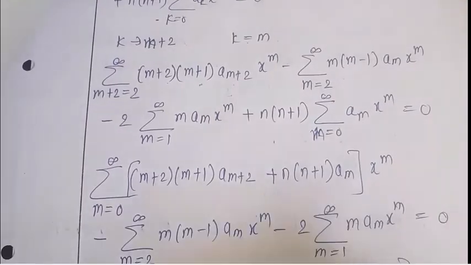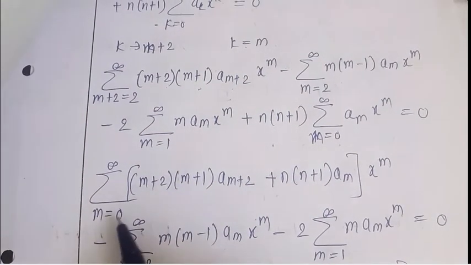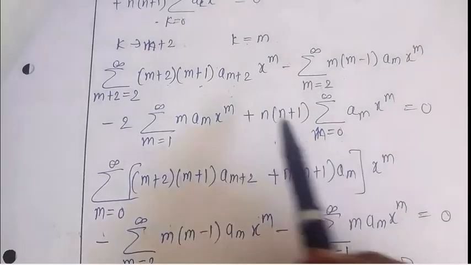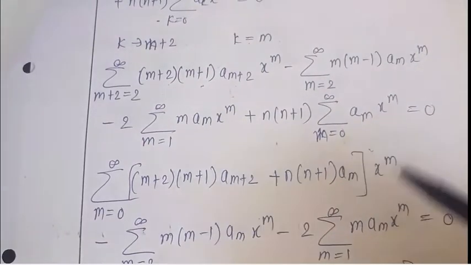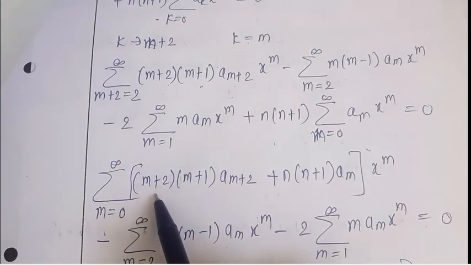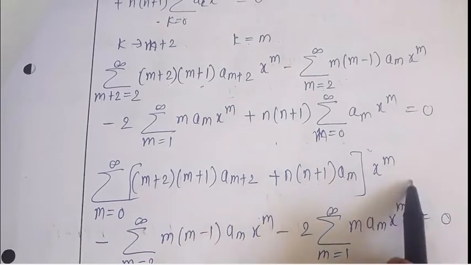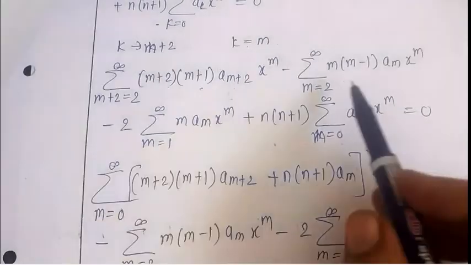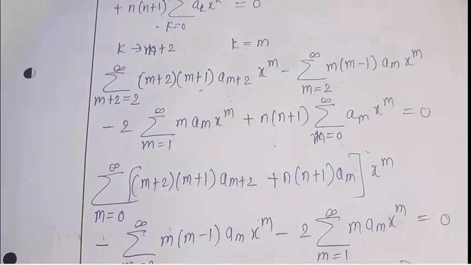Now combine all same powers with a summation. The summation starts from 0 to infinity. We have two summations that start from 0 to infinity, the first and the last. So we combine them and we get [(m+2)(m+1) a_(m+2) + n(n+1) a_m] x^m, minus the summation from m = 2 to infinity. The second and third remain as they are.